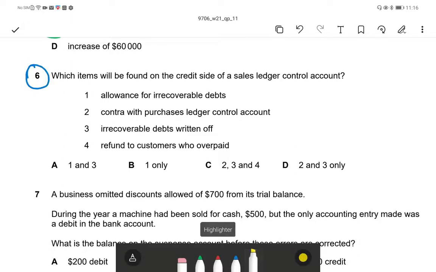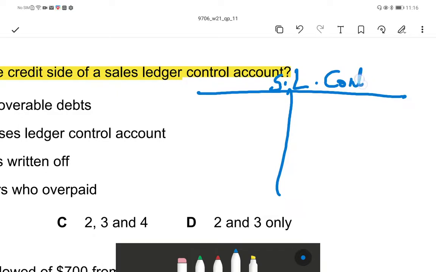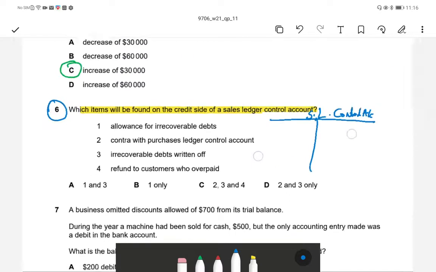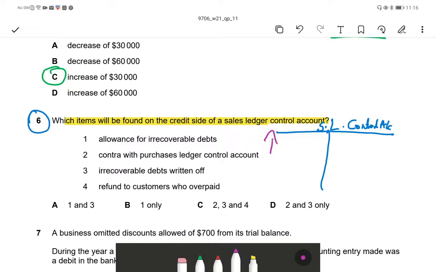6. Which item will be found on the credit side of the sales ledger control account? Sales ledger control account is the total debtors account or trade receivables. The sales ledger control account is on the debit side. We always enter an increase in debtors, or increase in trade receivables. Credit side, decrease in trade receivables. The question is, what is on the credit side of the sales ledger control account? What is decreasing the total trade receivables?